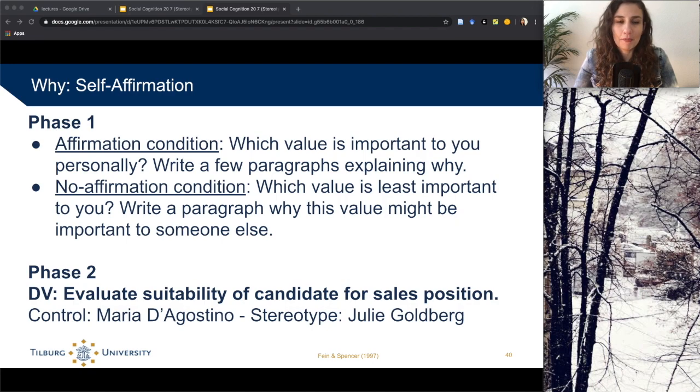So now we need some context information. The stereotype about being Jewish at the time was more negatively stereotyped than being Italian. And the participants were asked to rate how good a candidate they thought the Italian or the Jewish person was.